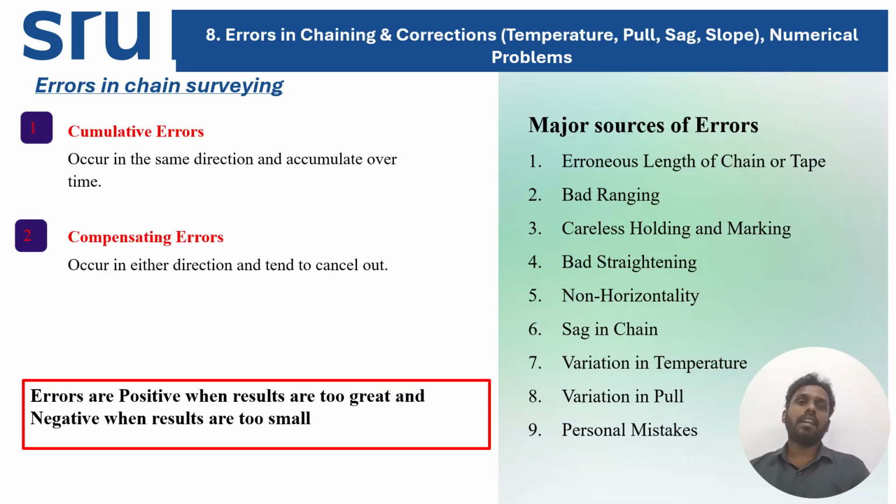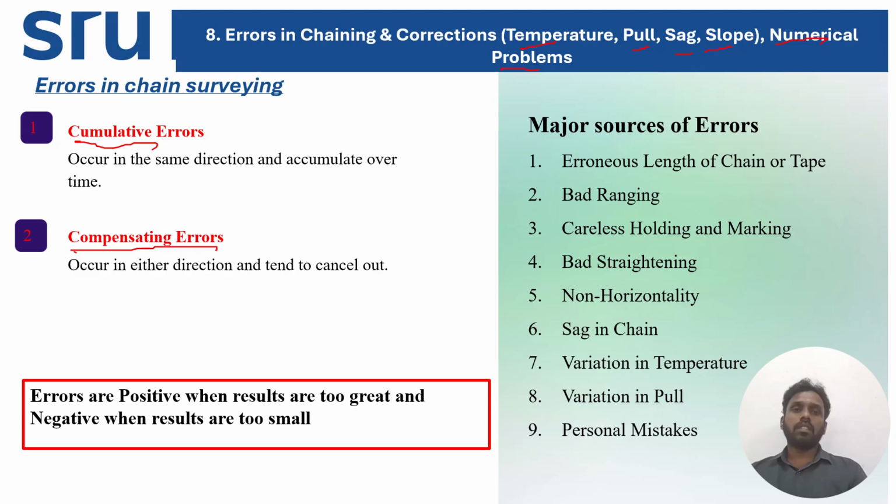Next, errors in chain surveying. Up to now we have seen the procedure for doing chain surveying. Now we are going to see errors and corrections in chain surveying, specifically on tape: temperature, pull, sag, and slope. Regarding that, we'll also see some numerical problems, right? There are two types of error: one is cumulative error, another one is compensating error.